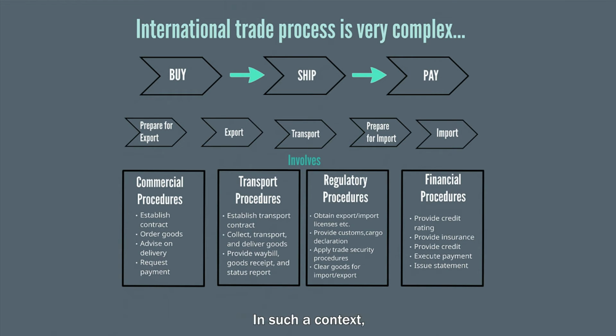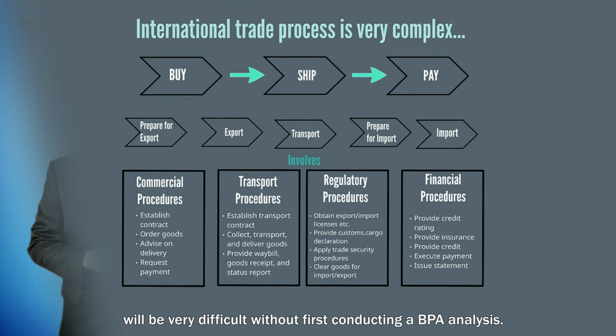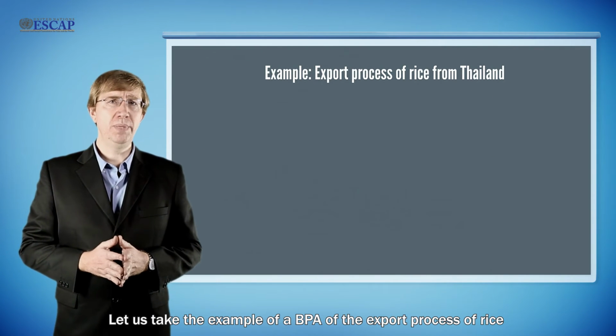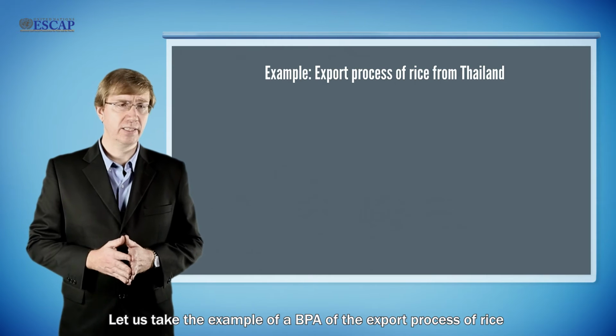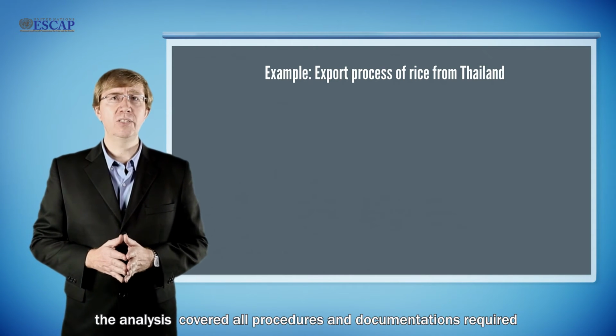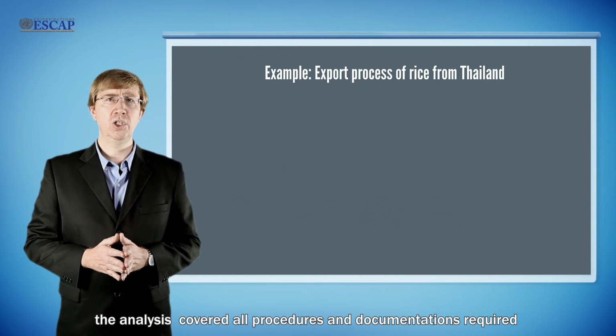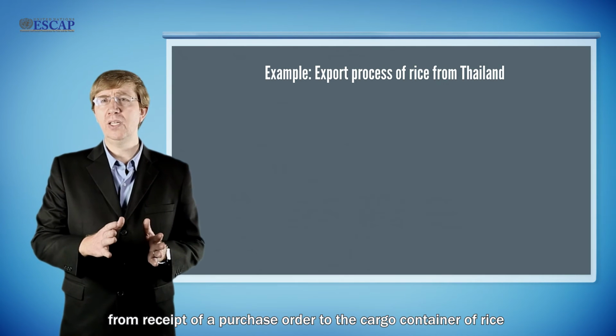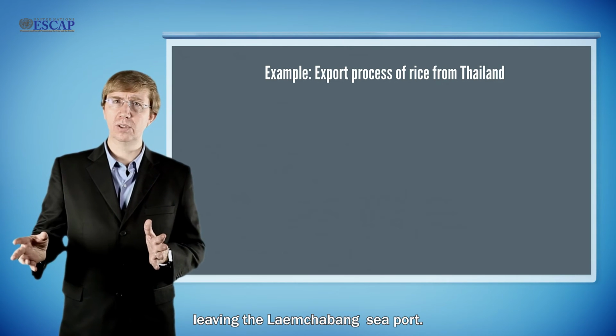In such a context, finding out where bottlenecks really are and which procedures need to be simplified and prioritized will be very difficult without first conducting a BPA analysis. Let us take the example of a BPA of the export process of rice from Thailand, conducted a few years ago now. The analysis covered all procedures and documentation required from receipt of a purchase order to the cargo container of rice leaving the Laem Chabang seaport.